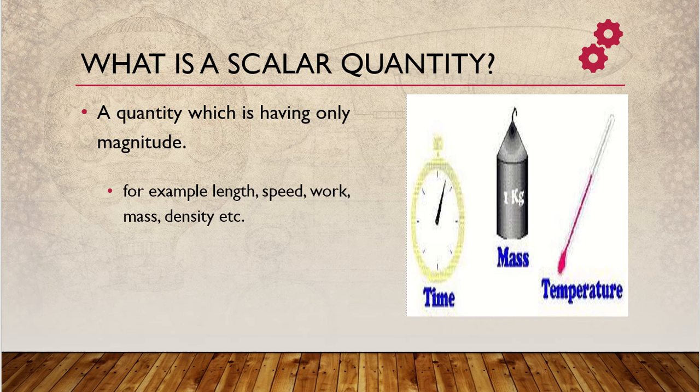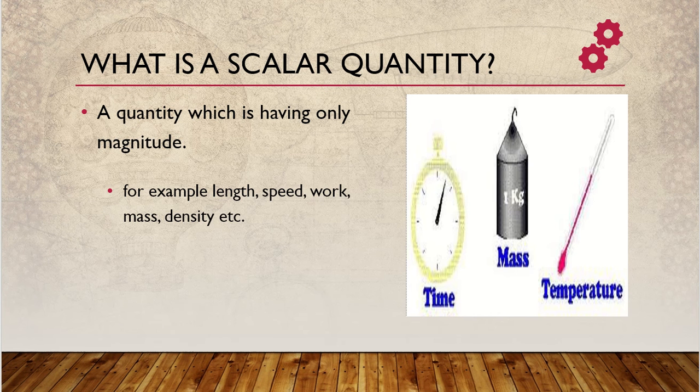The other object shows that the mass of it is 1 kg. Here 1 is the magnitude, 1 is the value, and kg is the unit of the mass. Hence, the mass is having only value. It is having only a number. Hence, mass is also an example of a scalar quantity.